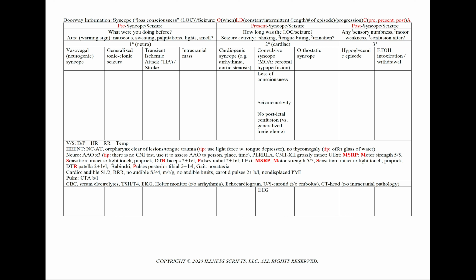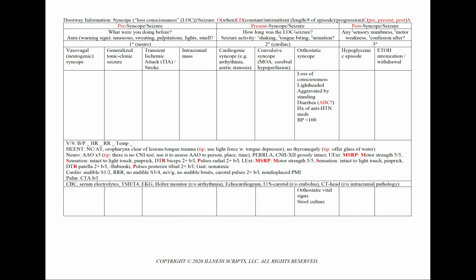In convulsive syncope, the mechanism of action is cerebral hypoperfusion. So any event that's producing low blood flow to the brain, even an arrhythmia, can produce a convulsive syncope. And we'll see here the loss of consciousness will have a seizure activity, and there will be no post-ictal state, as we saw previously with generalized tonic-clonic seizure. And we'll add an EEG.